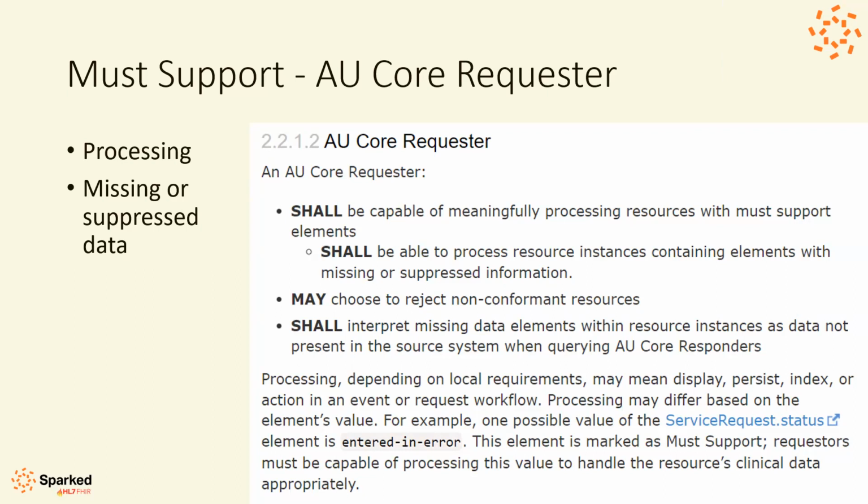I guess my initial thought here is that by defining must support in terms of requester as client and responder as server, you're kind of making the implicit assumption that the adoption of AU Core is necessarily going to be in a client-server architecture. I was wondering what this then means for people that simply want to use it as a data model for creating other specifications.